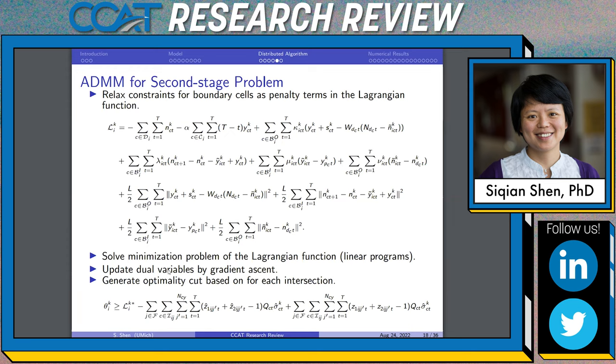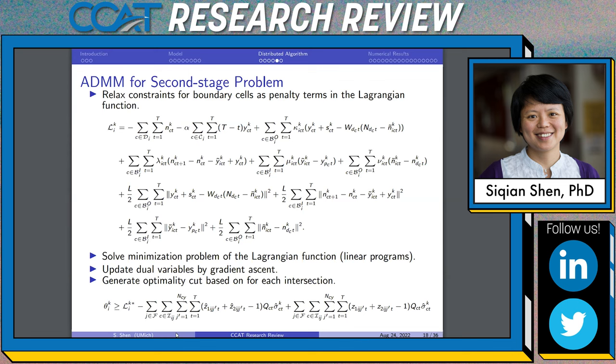Okay, and you just solve the minimization problem of this Lagrangian function over the linear constraints you have, and you update the dual variables by gradient descent or other ways. It's up to you how you update the dual. Then you can generate a cutting plane based on each of the intersections. So the intersection-wise cutting plane is, for intersection I and scenario K, theta is going to be greater or equal to this term on the right-hand side. You can show that if this is your Lagrangian function, eventually this is going to be a valid cut.